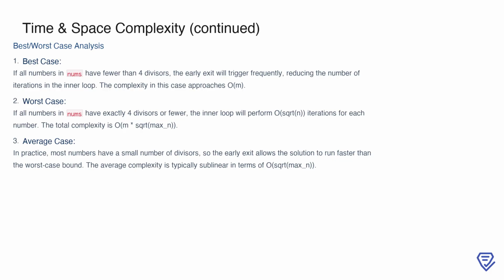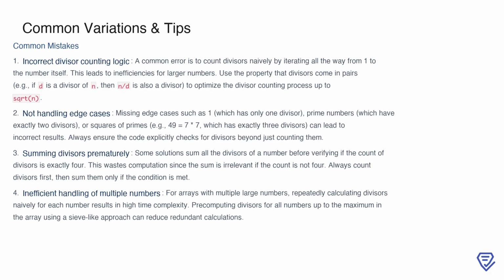For the average case, real-world datasets often include numbers with a mix of divisor counts, and most numbers tend to have relatively few divisors. This means that the early exit optimization will still apply in many situations, and the solution will frequently run faster than the worst-case bound, typically achieving a sublinear complexity in terms of O(sqrt max_n). When working on this problem, there are a few common mistakes to avoid.